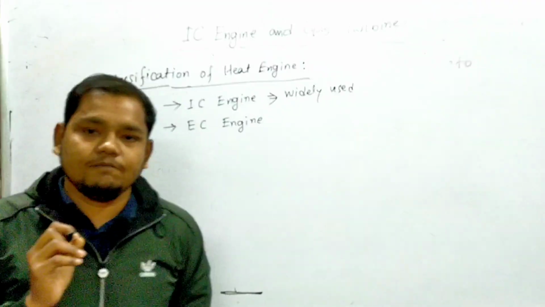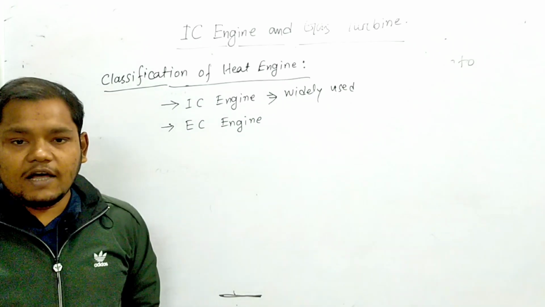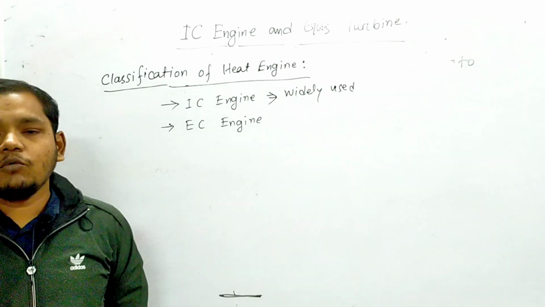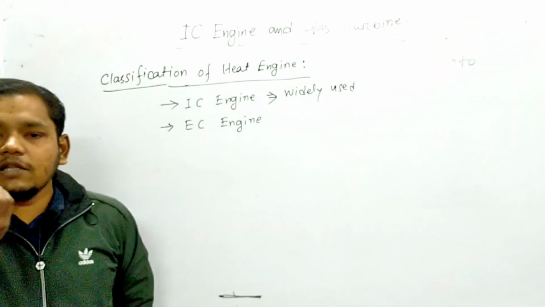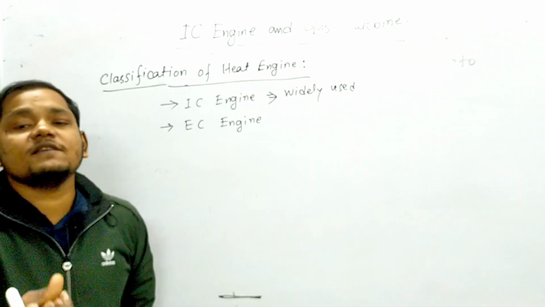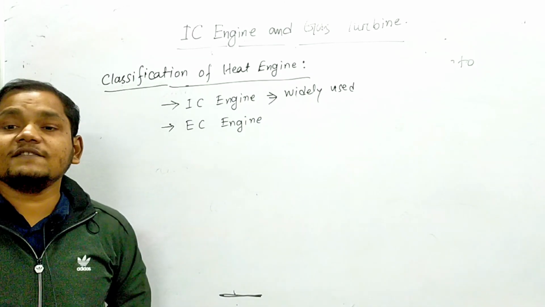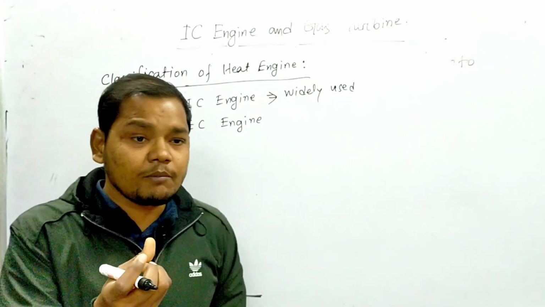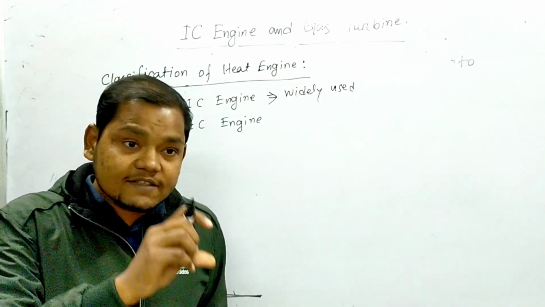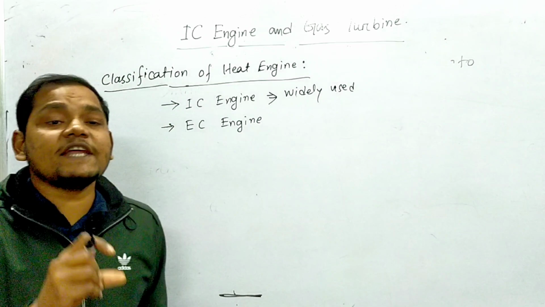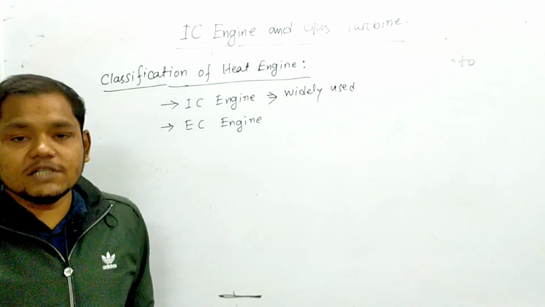externally combustion engine. That is the opposite of the IC engine. What do you mean by IC engine? The internal combustion process taking place inside the engine. And what is the EC engine? That is the external combustion engine. That means in this type of engine, combustion will take place outside the engine.